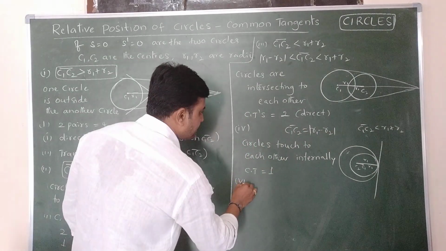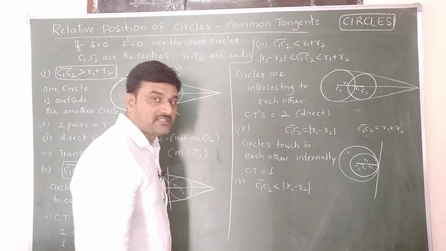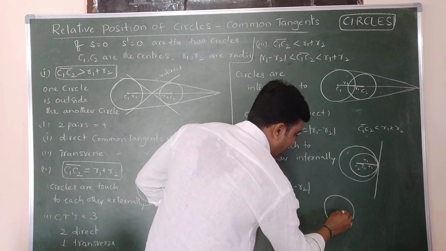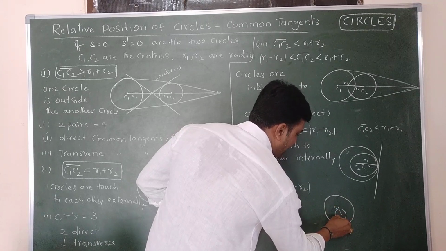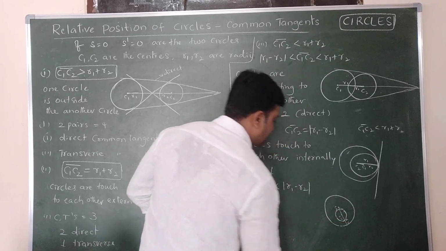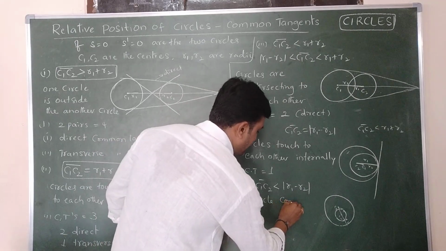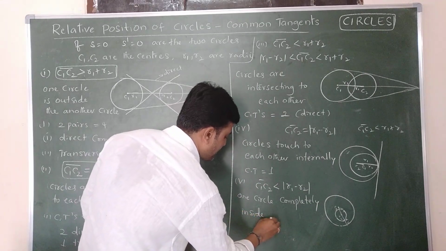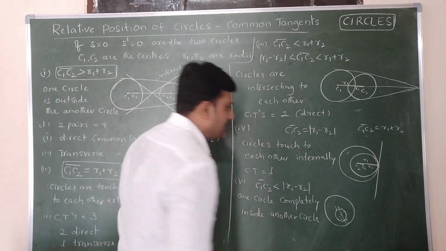And the fifth one: if C1C2 is below the difference of R1 minus R2, the circle positions are like this: one circle completely inside another circle. These are the positions.